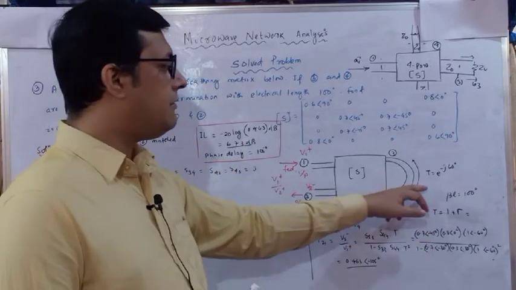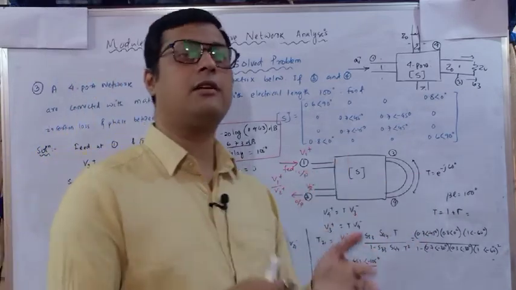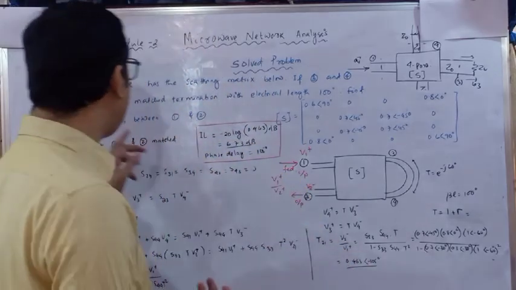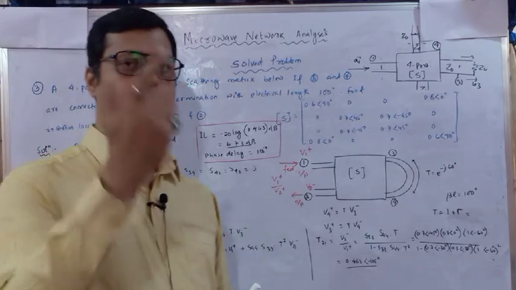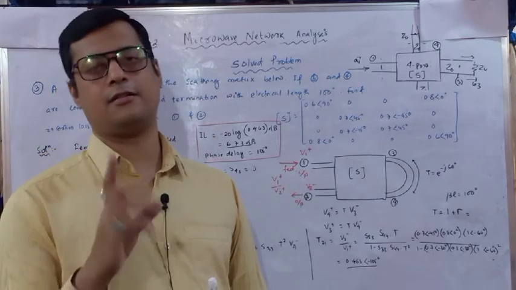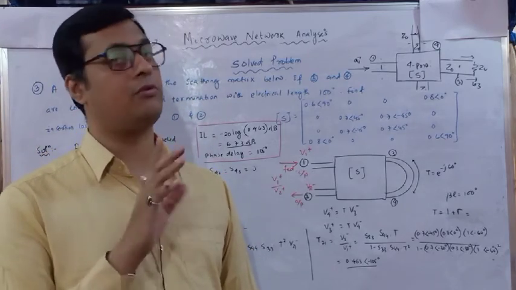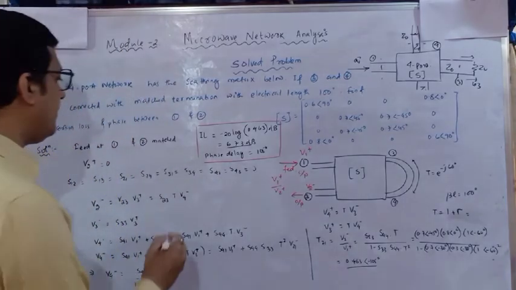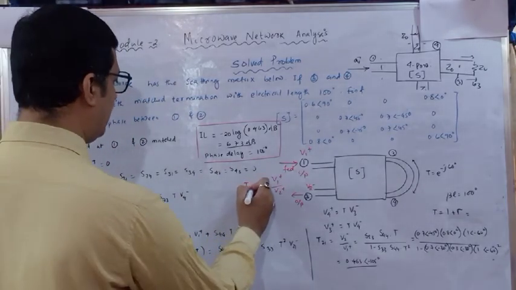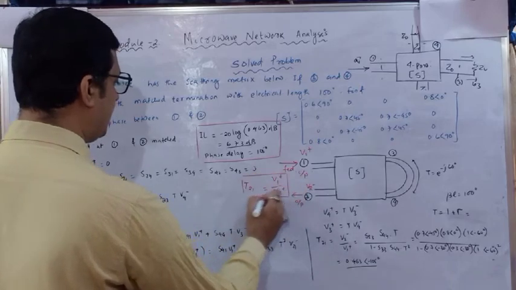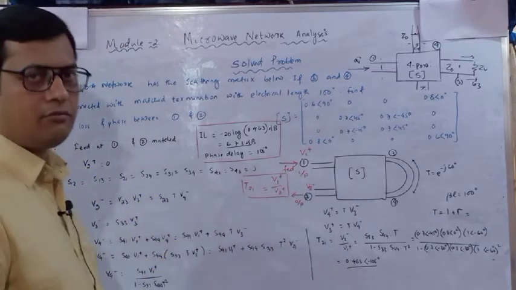Since it is given as transmission, we will form a relation between port 1 and port 2, that is input and output. So V1 plus by V2 minus is called the transmission coefficient between port 1 and port 2. I will write it as T21. So this is the transmission coefficient, and this T21 we have to identify.